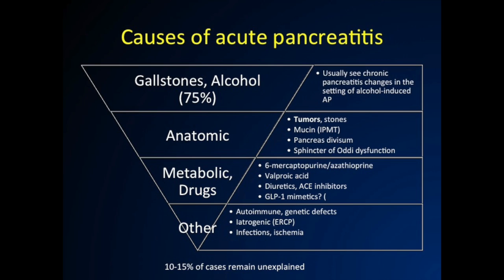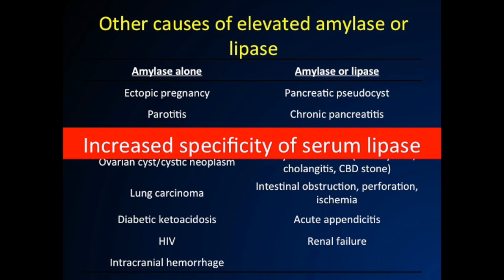And then other things such as autoimmune disease, of course, ERCP, which will never happen now that Joe and I have started. Genetic predisposition, again, ischemia is very rare. Despite all those causes, you still have a substantial number of individuals that have no clear explanation.